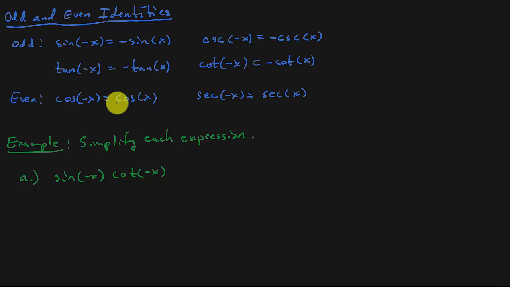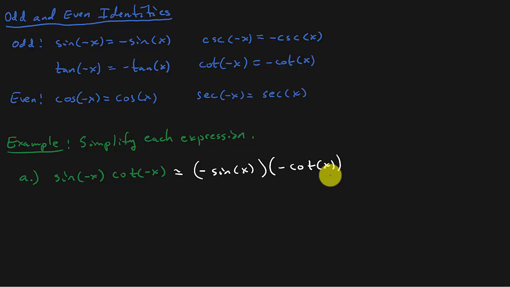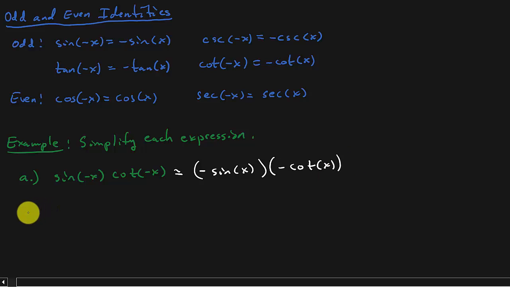All right, so we've got here, well, let's rewrite it. That's what? Negative sine times negative cotangent. All I'm doing, I'm just using these odd and even identities. That's all I'm doing. So we know this is equal to sine x times cotangent x, right? Because a negative times a negative is a positive.